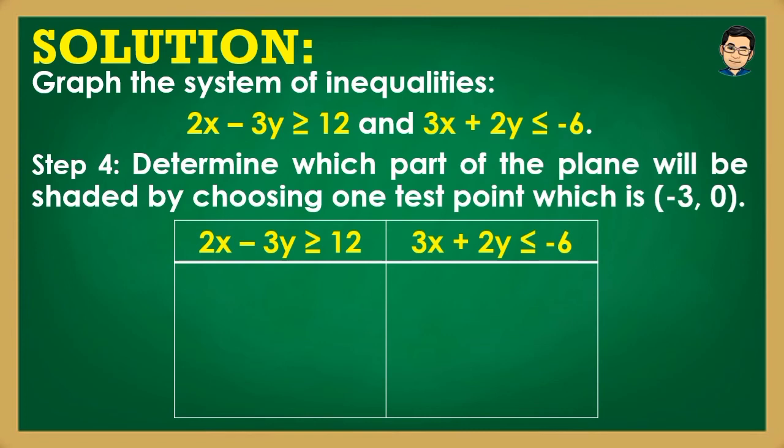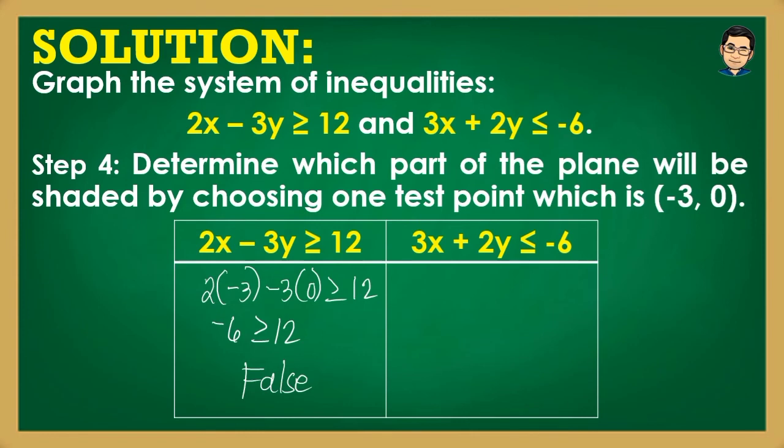So let's have 2x minus 3y is greater than or equal to 12. So 2 times negative 3 minus 3 times 0 is greater than or equal to 12. 2 times negative 3, that is negative 6. And then negative 3 times 0, that is 0. So negative 6 is greater than or equal to 12. This is a false statement.